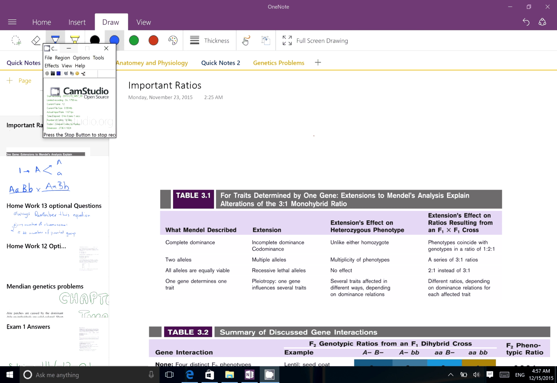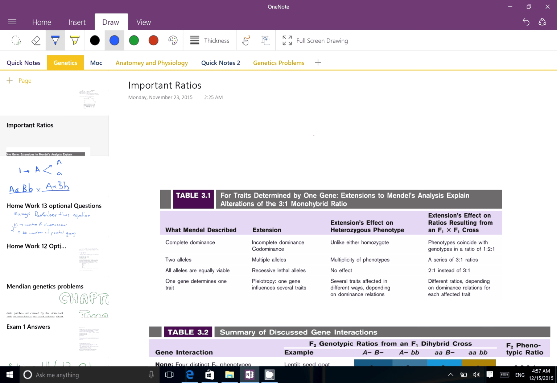Important ratios, you might have more than the ones I write down here, but I'm going to write the most important ones and then the tables that I think are important from the book. So starting with one gene influencing the trait, and then you have a homozygote crossed with another homozygote, knowing that one of them is dominant and the other is recessive. The genotypic ratio and phenotypic ratio are the same in this case.